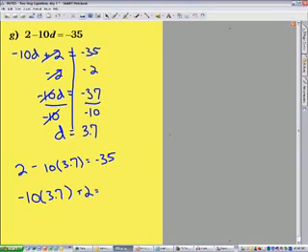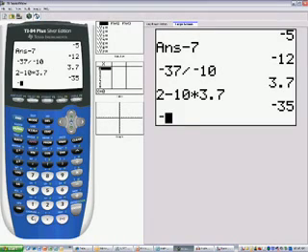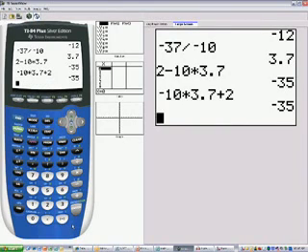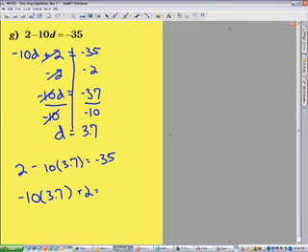And let's try it the second way too. Am I going too fast or anything like that? No. Okay. So negative 10 times 3.7 plus 2. Look at that. It's the same thing. So both ways of doing that work. Both ways of doing that are going to check out. That's awesome. We get double checks here.